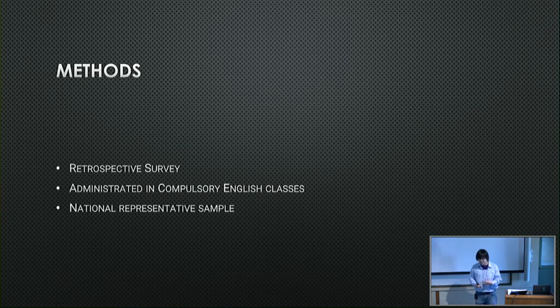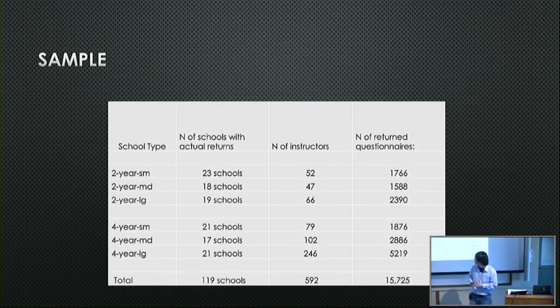So the key method is a retrospective study that this department likes to use. We administer the survey in college classrooms. Those are compulsory English classes, so we can get as many and as diverse a population as possible. And we very carefully collected a nationally representative sample from about 119 higher education institutes with 15,000 participants, right?